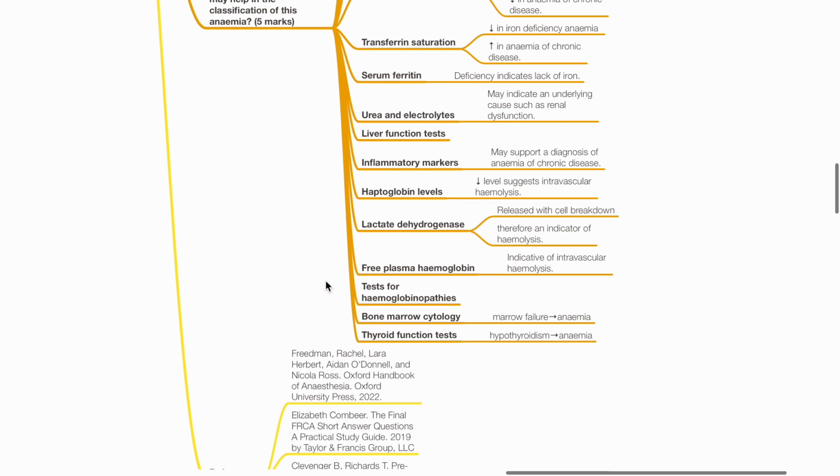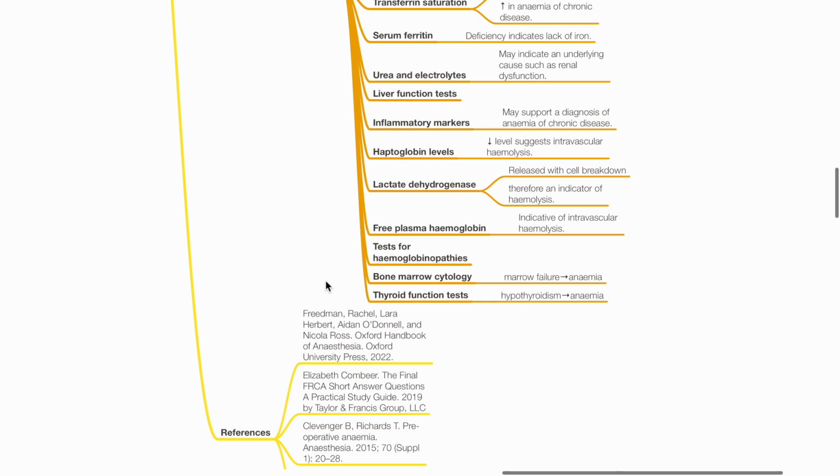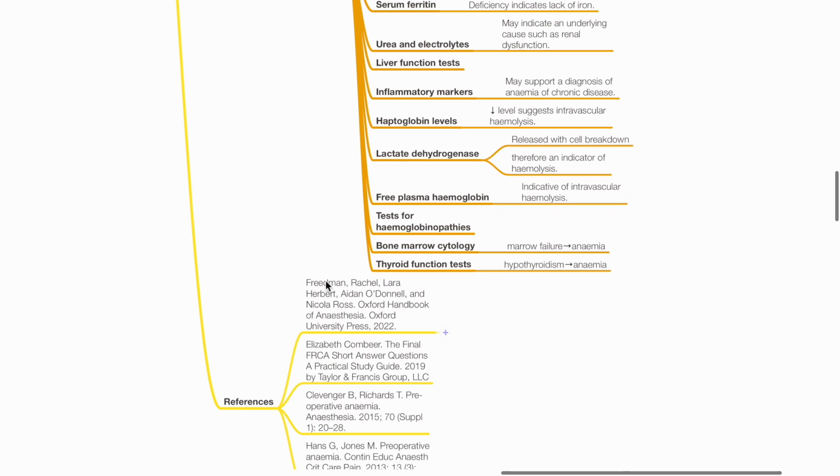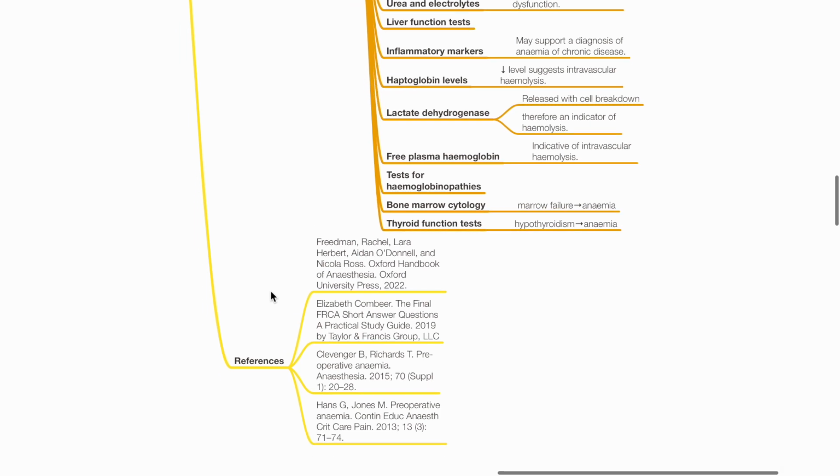Free plasma hemoglobin, which is indicative of intravascular hemolysis. Tests for hemoglobinopathies. Bone marrow cytology, which may detect marrow failure, and thyroid function tests. Hypothyroidism is associated with anemia.